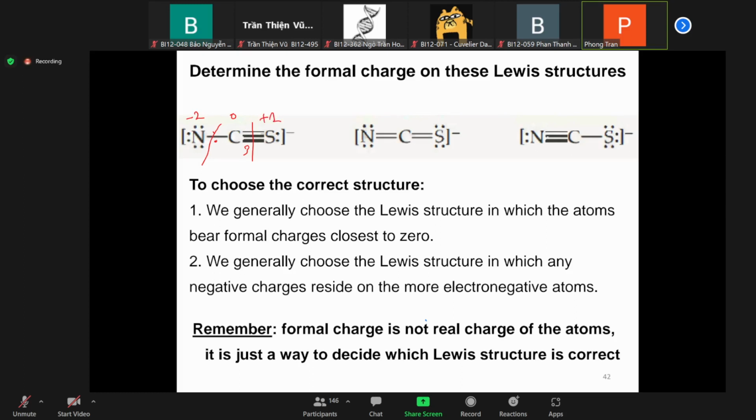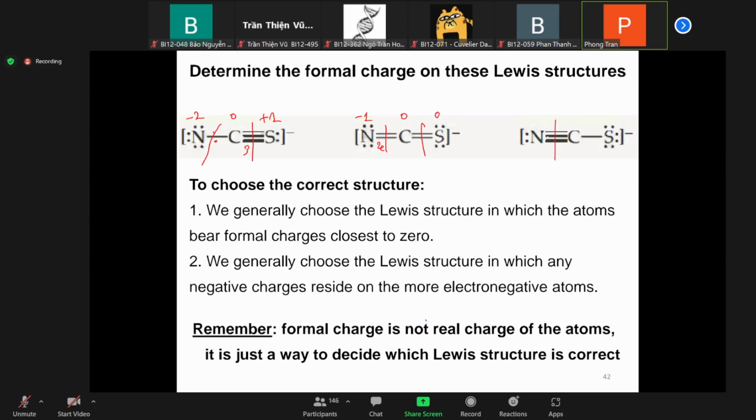For the second compound, you divide by 2 like this. So here you have 2 electrons. In total, the nitrogen will have 6 electrons. It will have a formal charge of -1. The carbon will have 4 electrons, so its formal charge is 0. The sulfur will have 2, 4, and 2 electrons here. In total, you have 6 electrons, so the formal charge will be 0.